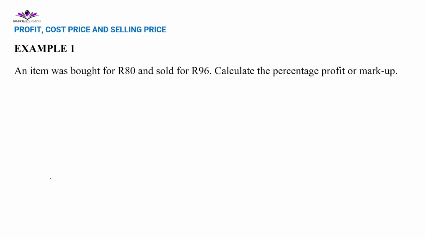Let's look at examples. An item was bought for 80 rand and sold for 96 rands. Calculate the percentage profit or markup. So what are we given here? The 80 rand is the cost price. And then the 96 rands is what? Is the selling price. And then we are required to calculate the percentage profit.